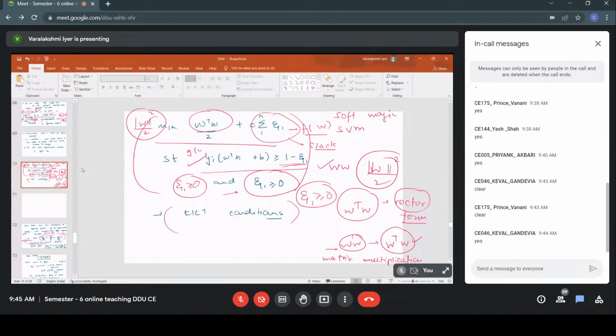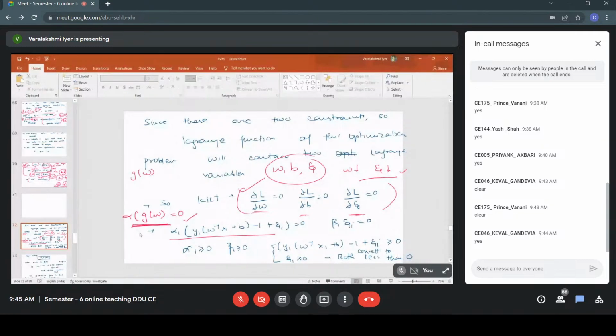Let us say this is G of W, and let us say this is H of W. Just naming them with different values. If you recall, this was one of the constraints that we had discussed: alpha into G of W must be equal to 0, and at a time only one of them can be equal to 0. We had discussed that for support vectors the alpha value will not be equal to 0.